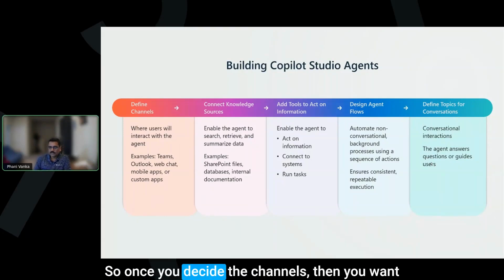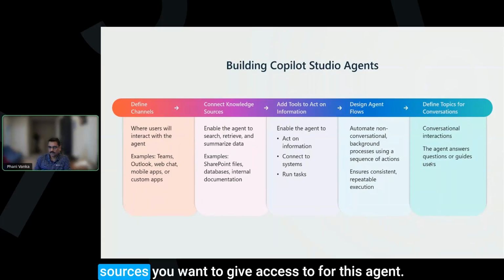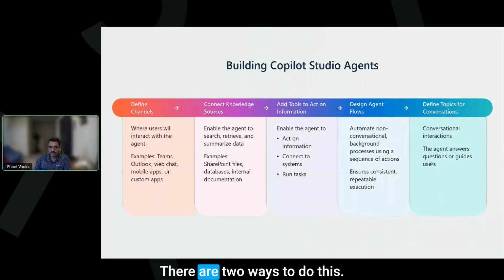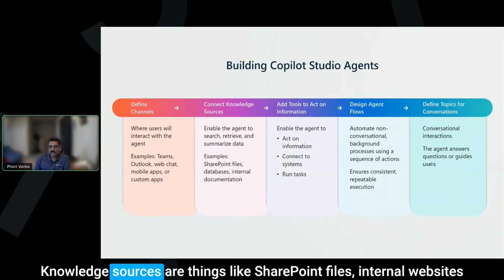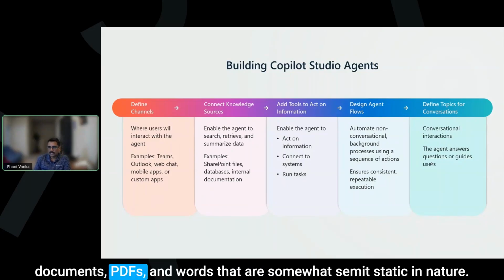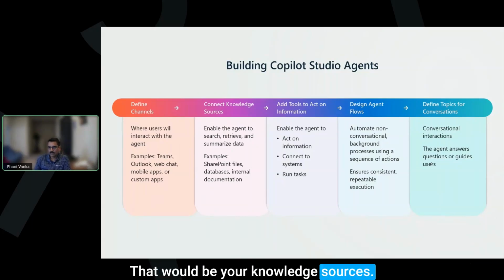Once you decide the channels, then you want to decide what knowledge sources or data sources you want to give access to for this agent. There are two ways to do this: knowledge sources and tools. Knowledge sources are things like SharePoint files, internal websites, documents, PDFs, and Word files that are somewhat semi-static in nature. That would be your knowledge sources.